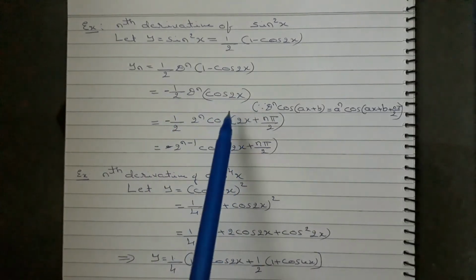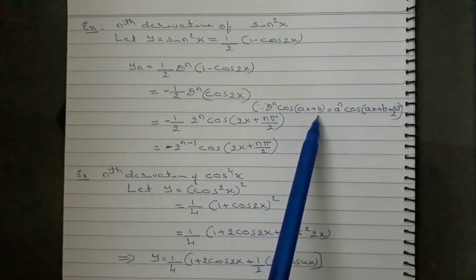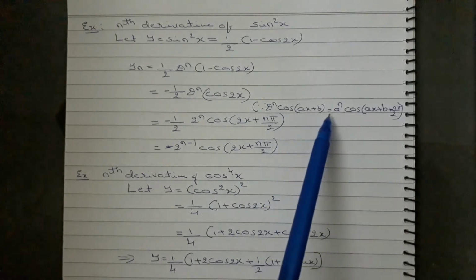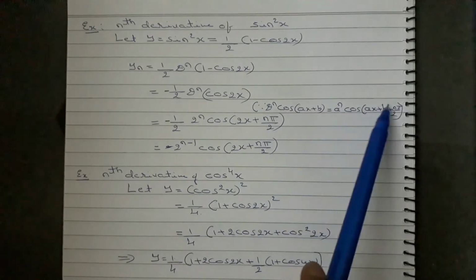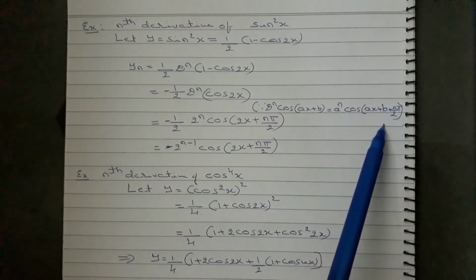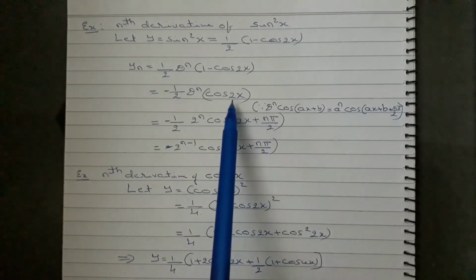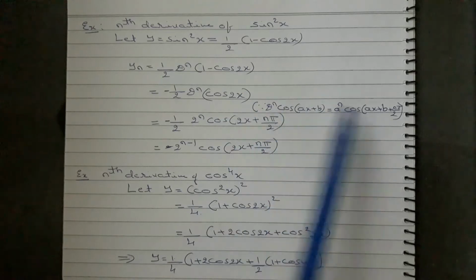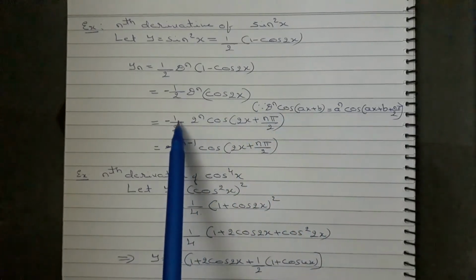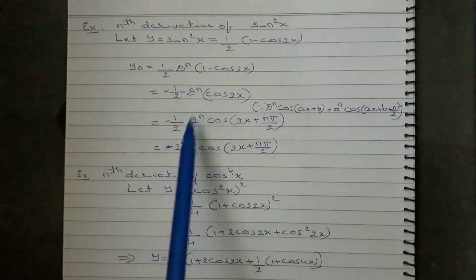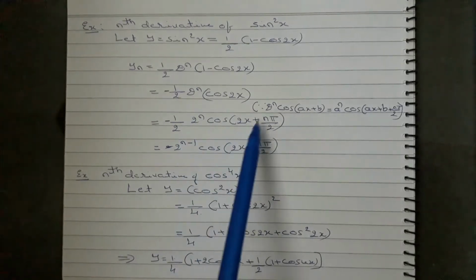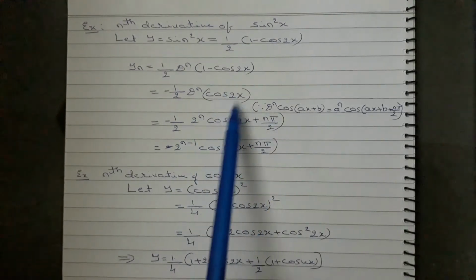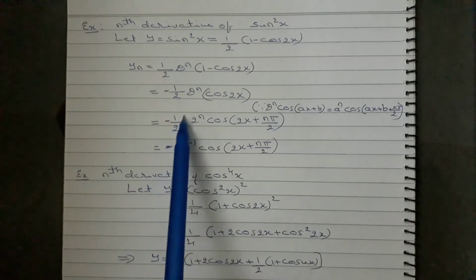For this we have to use the nth derivative of cos (ax + b), which is a raised to n into cos (ax + b + n pi by 2). Here the a value is 2 and the b value is 0. So next we are getting minus 1 by 2. It is a raised to n, meaning 2 raised to n, cos (2x + n pi by 2), because the b value is 0. Or we can write this as 1 by 2 here.